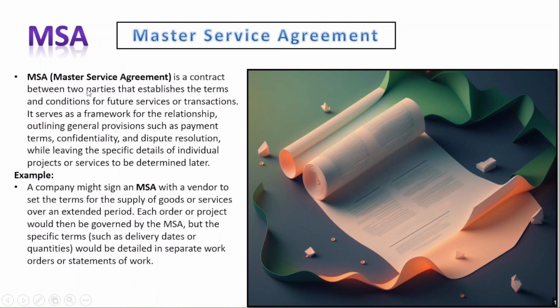MSA, that is Master Service Agreement. So, MSA is a contract between two parties that establishes the terms and conditions for future services or transactions. It serves as a framework for the relationship, outlining general provisions such as payment terms, confidentiality, and dispute resolution, while leaving the specific details of individual projects or services to be determined later. Example, a company might sign an MSA with a vendor to set the terms for the supply of goods or services over an extended period.